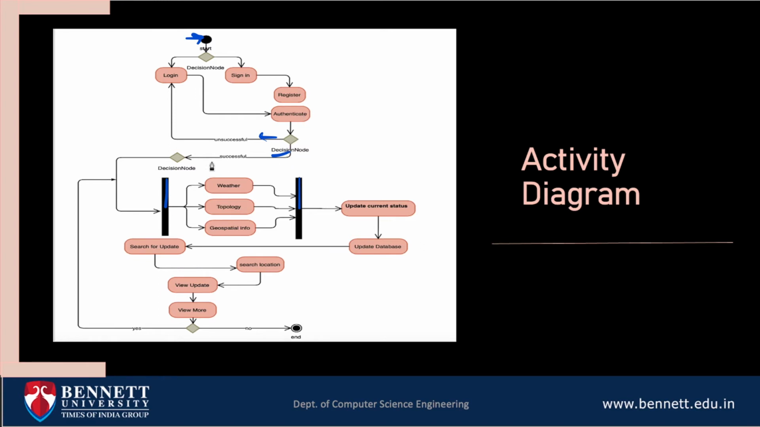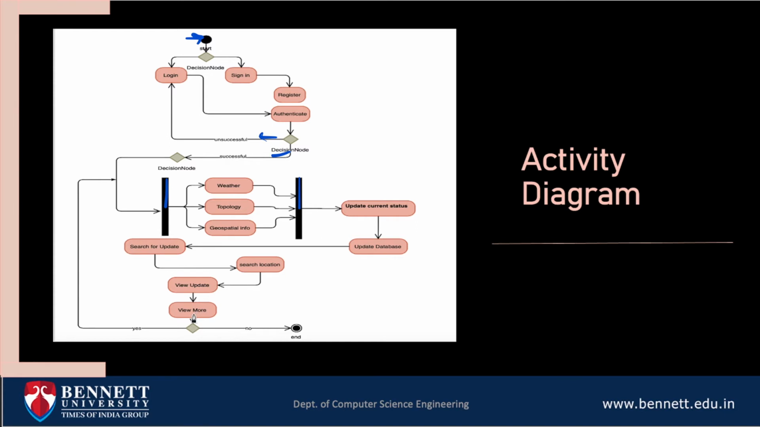After logging in successfully, we get again a decision node where we get three options: whether we want to check the weather data, topology, or the geospatial information. After selecting any of these, we will get the current update of the weather or topology or geospatial information. What this process does is, after we come here, it will go to the database, it will search for the update in that particular location we are searching for, and then it will view the update. After viewing the update, we get the final result.